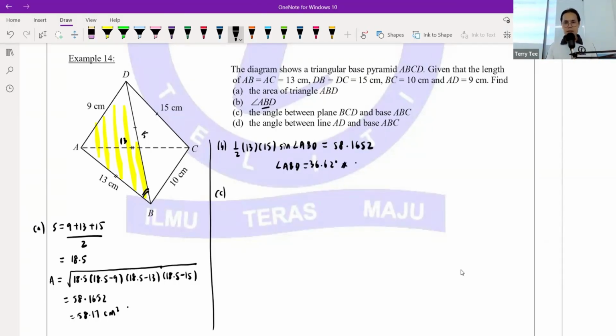Now, next, this is the part that involves angle between line and plane. Angle between plane BCD and base ABCD. Okay, let me wrap this off. BCD is this pink one. The base ABCD, ABC is the blue one. Okay, so where do they meet? Look at the common letter here, BC, BC. They meet here at line BC, the red line. Now, because it's an isosceles triangle, we can always divide evenly at the center.